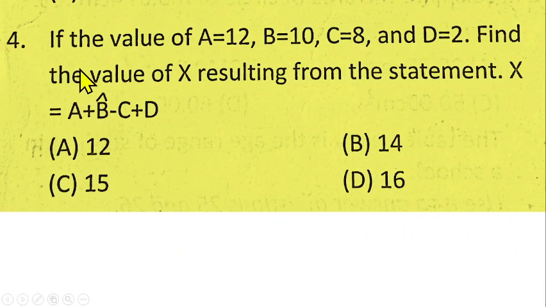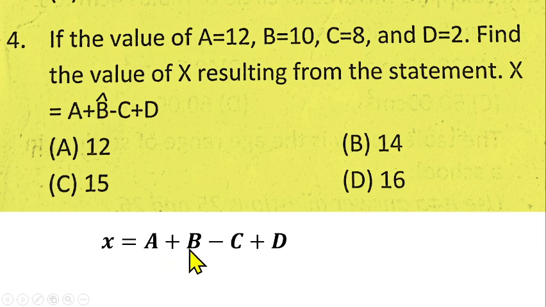Then if the value of a equals 12, b is 10, c is 8, and d is 2, find the value of x resulting from the statement x equals a plus b minus c plus d. So of course we have been given the value of a, b, c, and d. Just put it into this and then simplify.